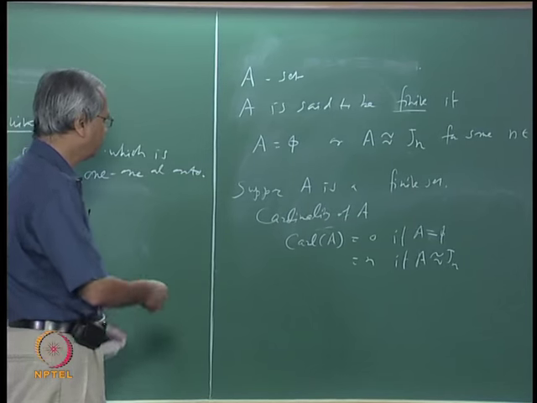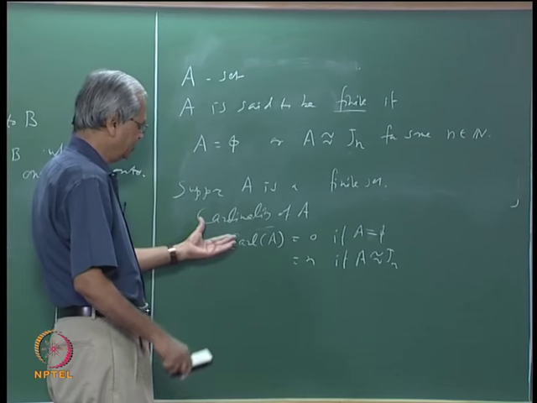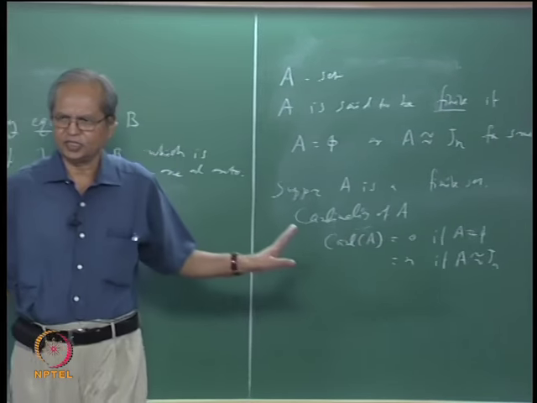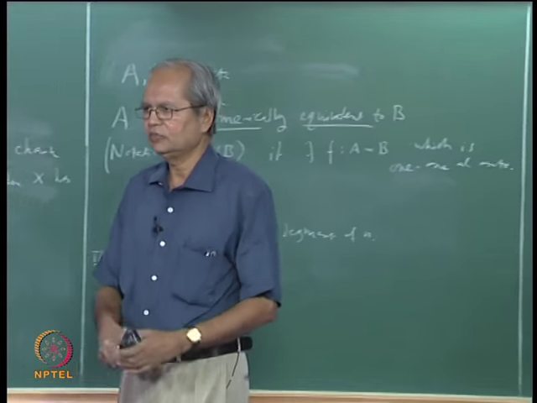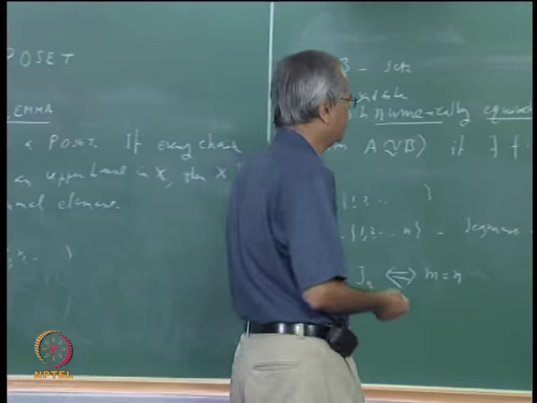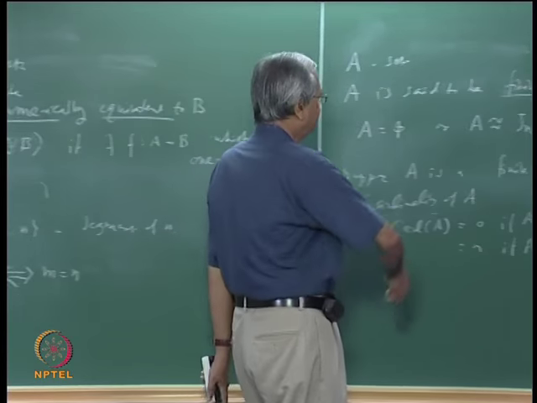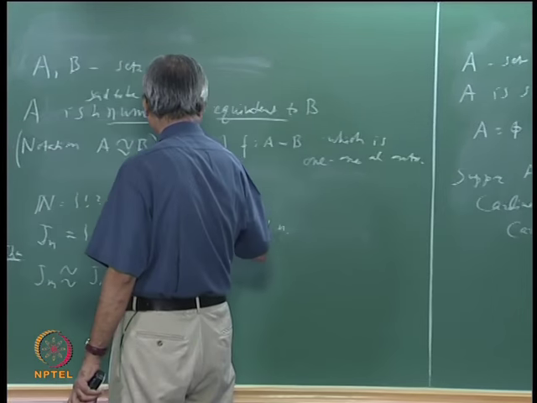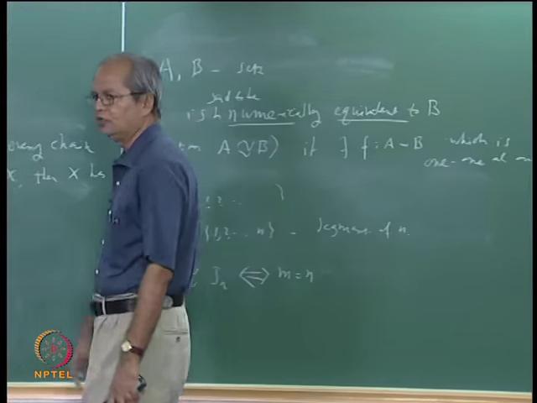And what we have called the cardinality of A basically means the number of elements in the set A. Cardinality of A is nothing but the number of elements in a set. And what is the definition? It is that number n such that there is a one-to-one correspondence between A and Jn.